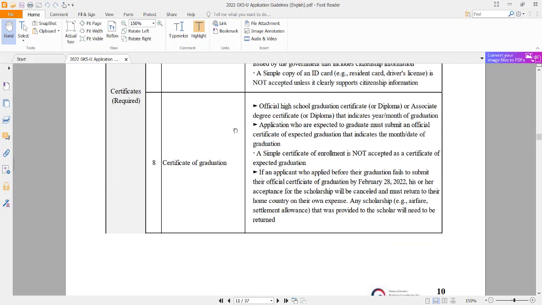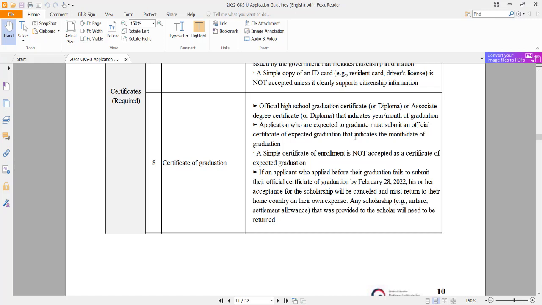Okay, yeah. Now the certificate of graduation. If you are a pass out, like if you have cleared your high school and now you're applying for the scholarship, you would already have your passing certificate or certificate of graduation with you. All you need to do is make a photocopy of it and get it notarized. Just a Xerox copy notarized by any lawyer or public officer would be enough.